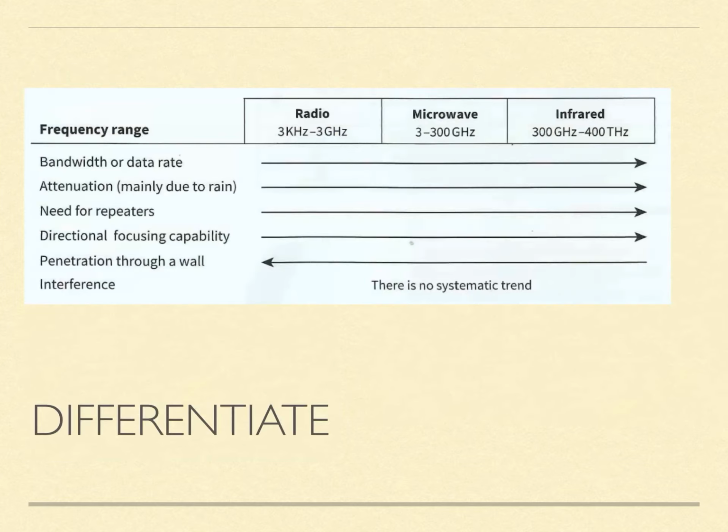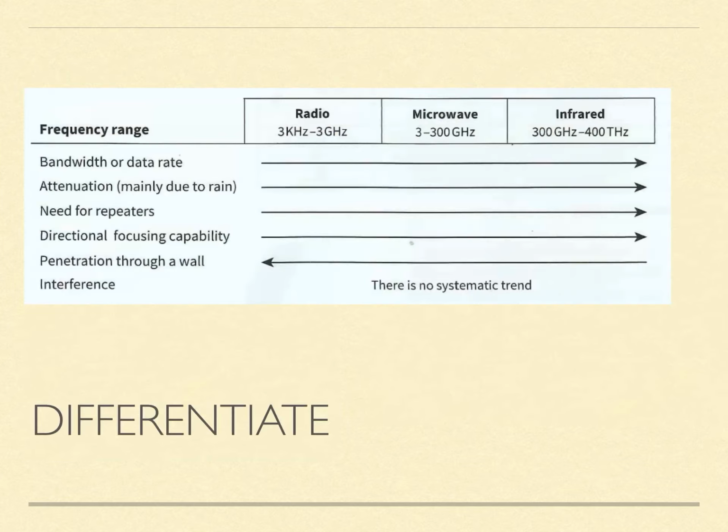Directional focus capabilities. Infrared will win this round because of the directional focusing. And then penetration through a wall. Radio frequency would win this round because they have a higher chance of going through the wall than infrared.